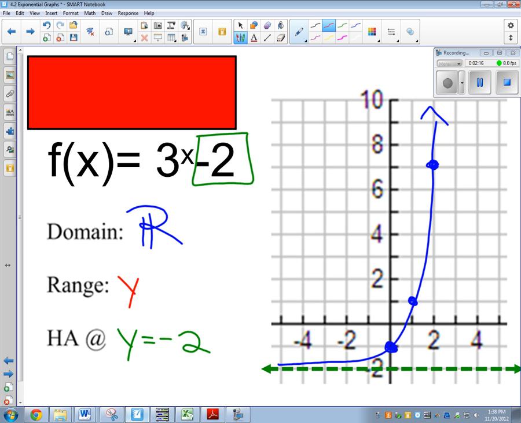Y, it's greater than. Why is it greater than, Rachel? Because I'm going up. My graph is above negative 2, so Rachel says y is greater than negative 2. That's my break in my graph.